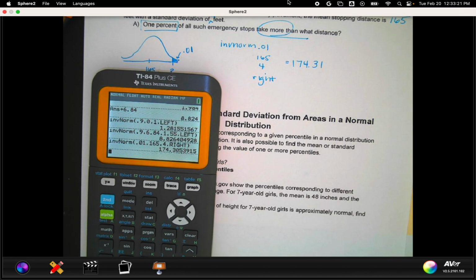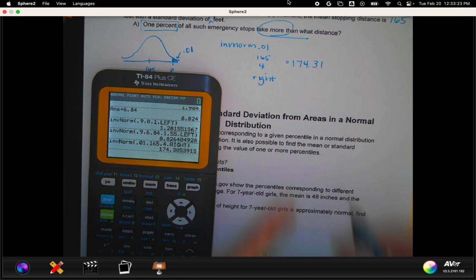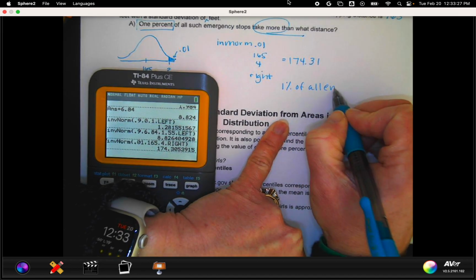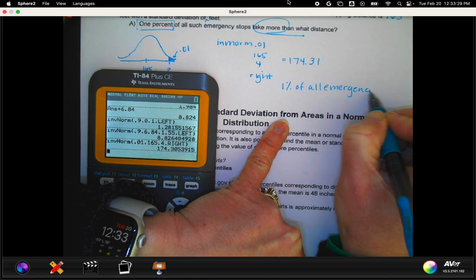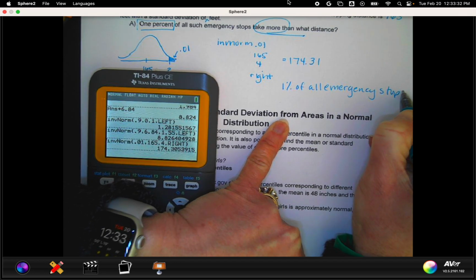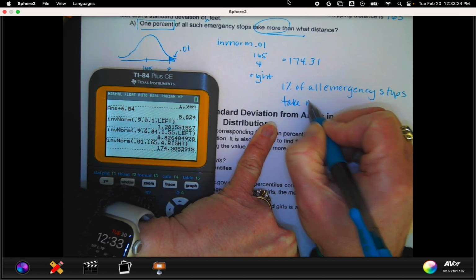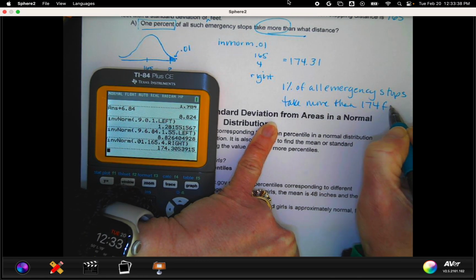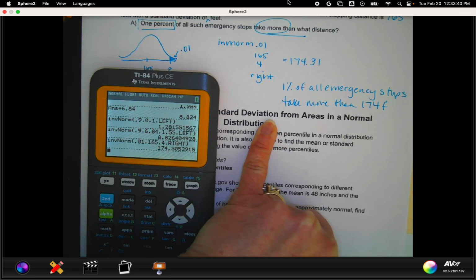Alright, so her summary statement here: 1% of all emergency stops take more than 174.3 feet.